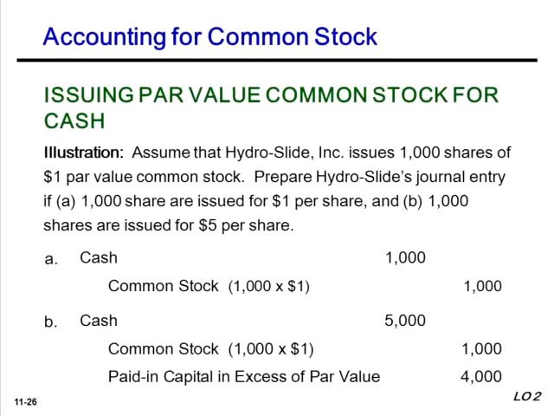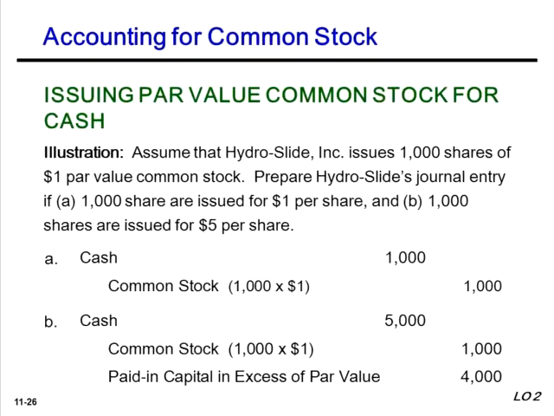So we have an illustration here. Assume that Hydroslide issues 1,000 shares of $1 par value common stock. Prepare Hydroslide's journal entry if A, 1,000 shares are issued for $1 per share, or B, 1,000 shares are issued for $5 per share. So we've said that the par value is $1 per share. In the first illustration, the market value and the par value are the same. So we're going to debit cash and credit common stock for $1,000.